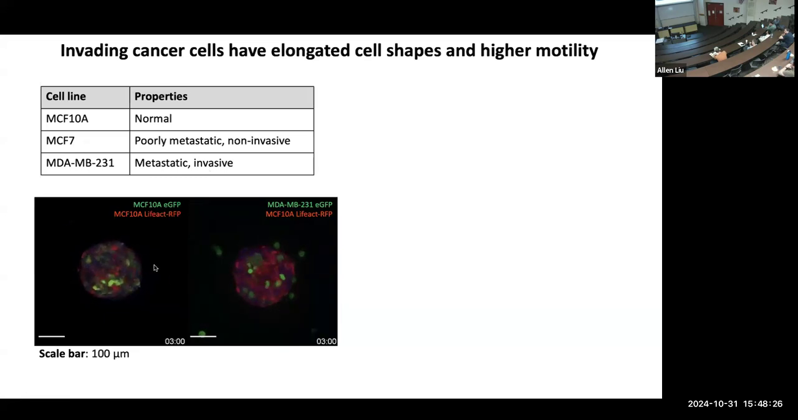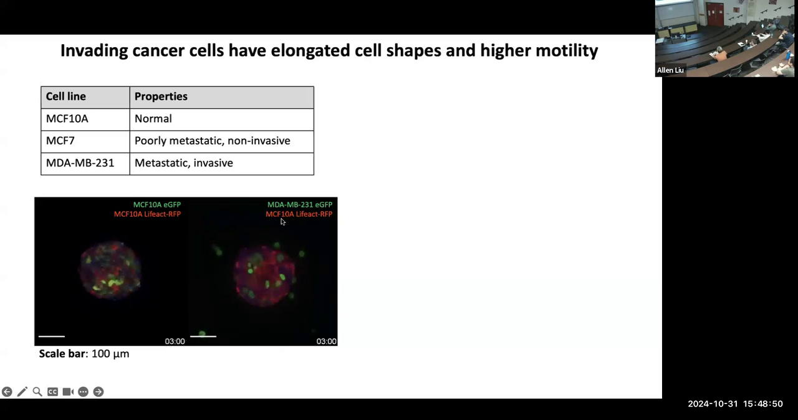Okay, so we do a co-culture, which means we mix the 2 cell types together. We generate these spherical cell aggregates, which we call spheroids. You can see this spheroid consists of 2 different populations of 10A cells. We label them with 2 different markers, one with EGFP, one with RFP. And this is over time. You don't really see much of a difference.